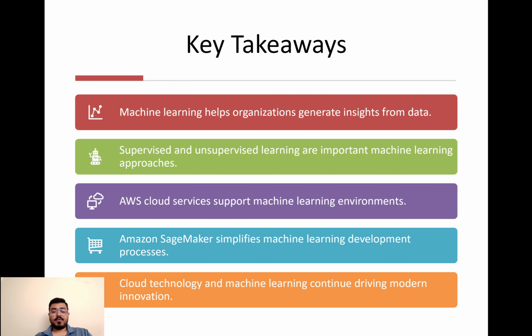So now let's review some important concepts from today's presentation. Machine learning helps organizations generate useful insights from information. We learned about supervised learning and unsupervised learning approaches. We also discussed how AWS cloud services support machine learning development. AWS SageMaker simplifies machine learning workflow and improves development efficiency. Finally, cloud technologies and machine learning continue driving modern technology innovation. Understanding these concepts creates a strong foundation for future machine learning and AWS development.